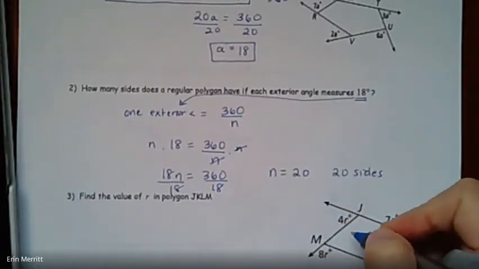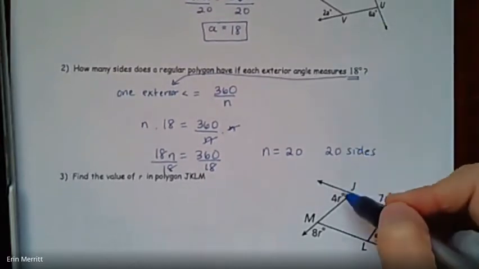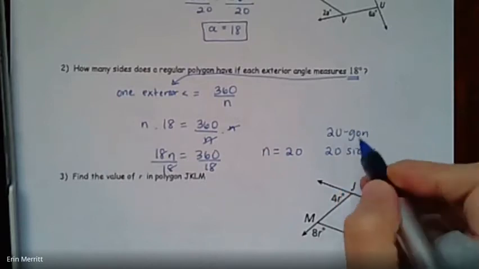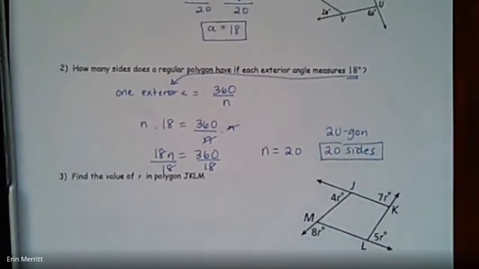If I asked you to name it, there's really not much you can say here. I know there is a name. I won't lie, I don't know it. So we would call it a 20gon, right? So 20 sides, or you can say it's a 20gon. Either way would be fine.